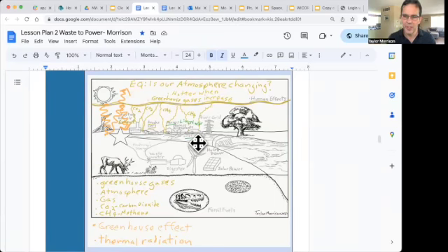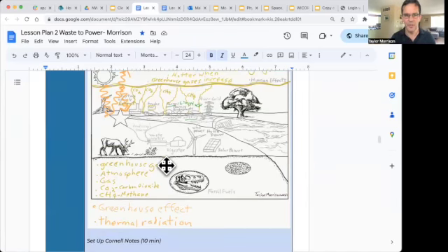What relates to anaerobic digestion is that, we'll talk about this later, instead of going to the landfill, the food waste can go to the digester. But in this lesson, we're just talking about the actual change to our atmosphere. Some of the vocabulary words would be greenhouse gas, atmosphere, CO2, and methane, and the greenhouse effect and thermal radiation.